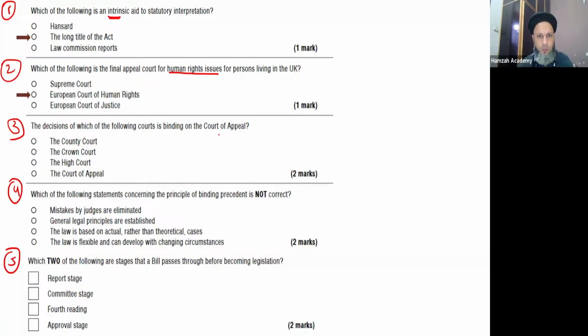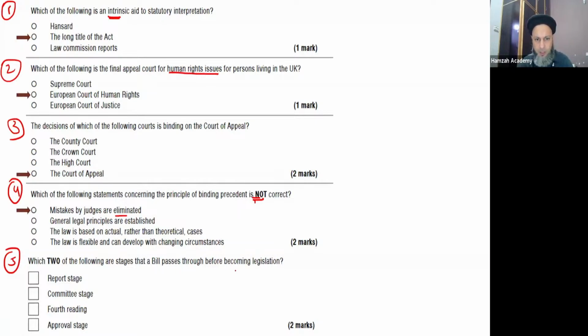The decision of which of the following courts is binding on the Court of Appeal? That would be the Court of Appeal itself. Very good. Because the Supreme Court is not given in the list. Which of the following statements concerning the principle of binding precedent is not correct? You have to focus more on these questions which ask about least likely or not. Okay, that would be mistakes by judges are eliminated. So if there is a binding precedent, it does not necessarily mean that judges cannot make mistakes. They can still make them.